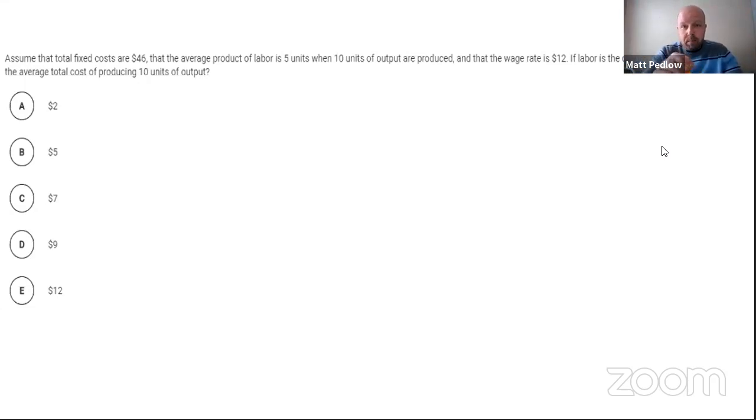Question like this, if there were numbers or like a chart on your free response and it said, here's all your information, figure this out, they could without question ask you a question like this, even though it's written as a multiple choice now. So your total fixed costs are $46. Okay, let's start there. Okay, we'll make this easy.